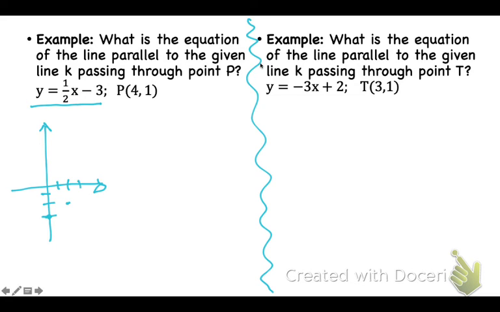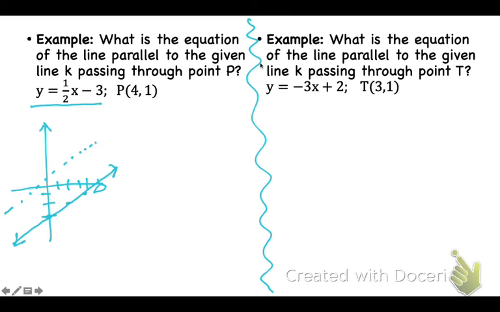And it has a slope of up 1 over 2. Up 1 over 2. So this line looks like this. Yes? So I need a line. I'm going to write an equation of a line that is parallel to that. So what's it going to look like? It's going to look something like this, correct?